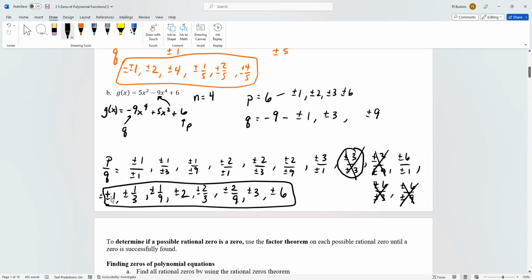Again, remember, it could be as little as one of them repeated 4 times, or we could have 4 separate roots. And in the next videos, we're going to learn how to actually determine whether one of those is an actual 0.